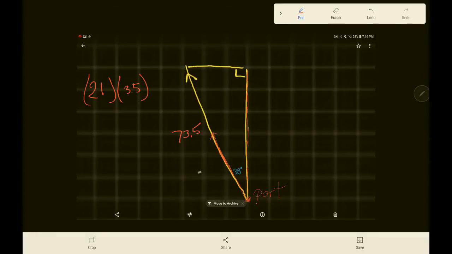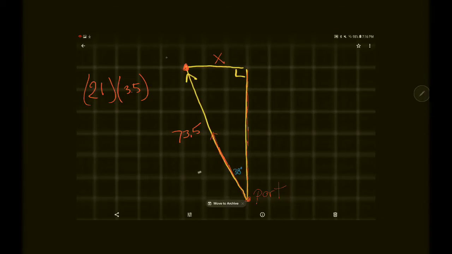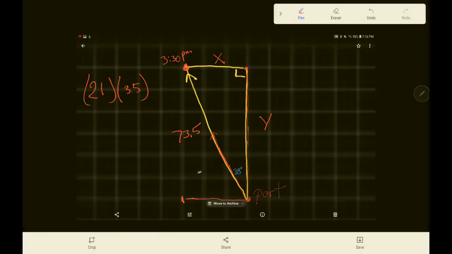And what we want to know is how far west of the port it is. Here's where it is at 3:30 p.m. We want to know how far west of the port that is and how far north. So how far west is this distance here, x, and how far north is y. Okay, so we're going to use our trig functions for that. I'm not going to actually do the math on that. I'll just set these up and you can follow through.